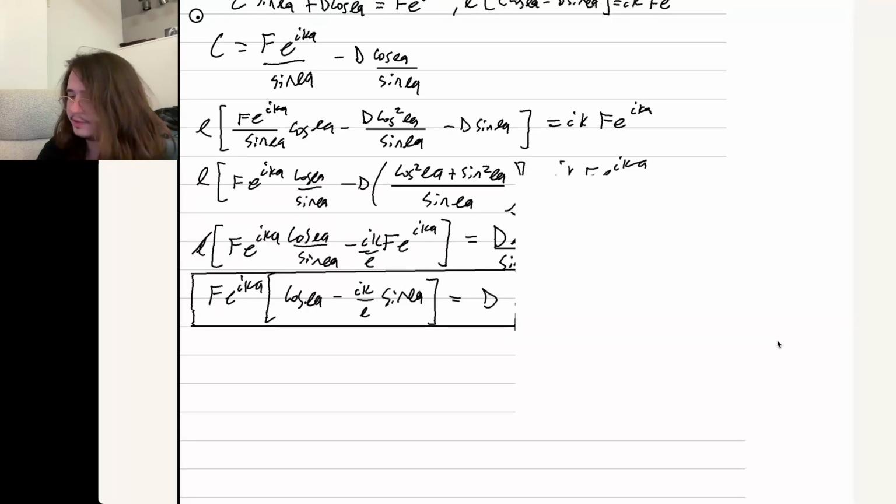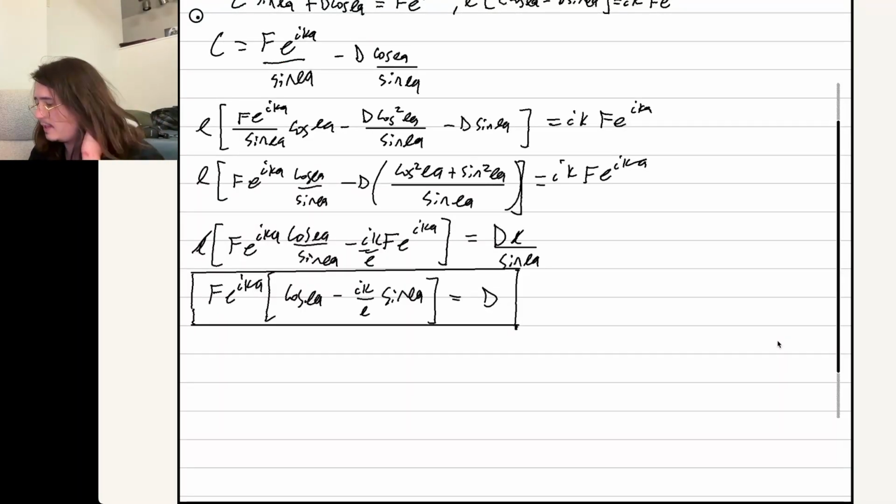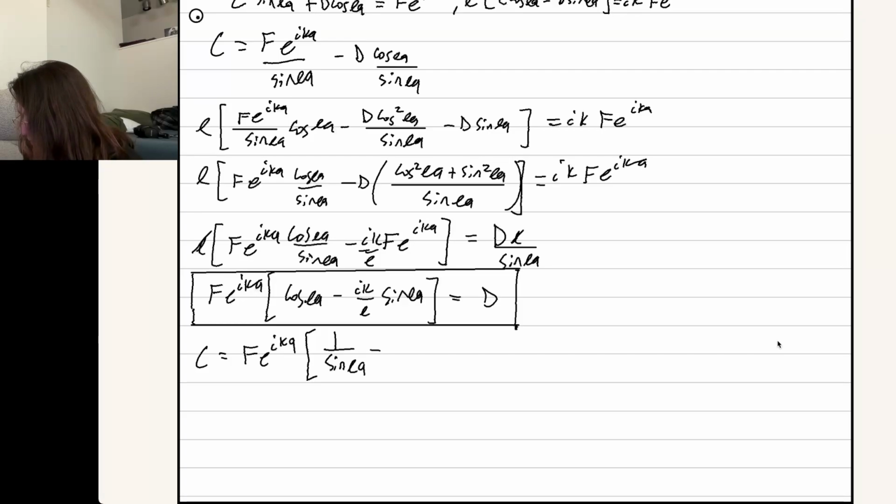So next we want to turn back to our expression for C and plug in what we got for D into that. So we have C equals F e to the ika. We have from the C term just a 1 over sine La, but then we have the D term in there, so minus, we're multiplying by cosine and dividing by sine. That is pretty crazy. So cosine squared La over sine La minus ik over L cosine La, right?